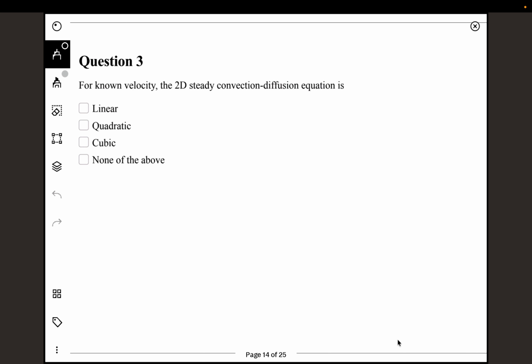For a known velocity, the 2D steady convective diffusion equation is linear, quadratic, cubic, or none of the above. So we have a PDE, but because velocity is already known, the equation is a steady convective diffusion equation, which will be 2D. Okay, I'll write in the 2D form. So we have del x, rho u phi, del y.